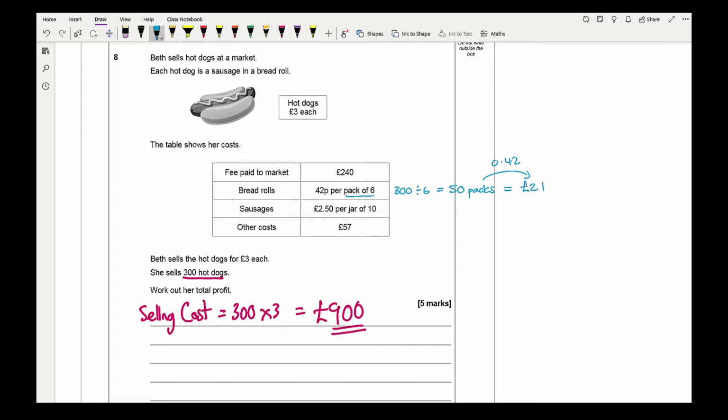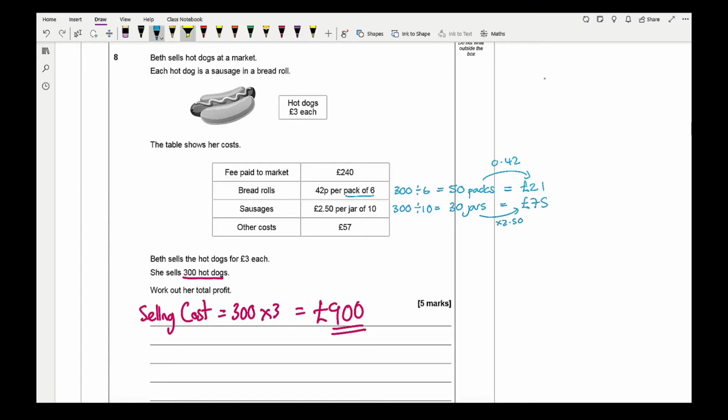And then how many 10s, so I do 300 divided by 10 because I need to work out how many jars I'm going to need, and that's going to be 30 jars. So if I'm buying 30 jars at £2.50, I'm going to do 2.5 times 30 equals £75. And all I've done there is times that by 2.50.